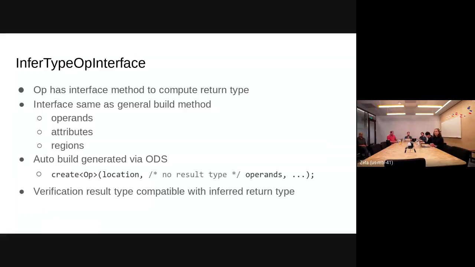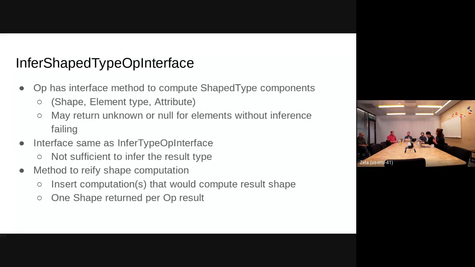It's also used for verification that the result type is compatible with the inferred return type. So given an operation that's already in the graph, run the inference and verify that the predicted type is compatible with the current state result type. The other one we have is the infer shaped type op interface.